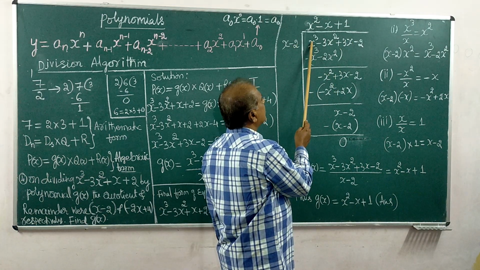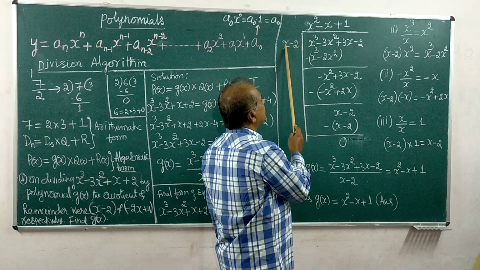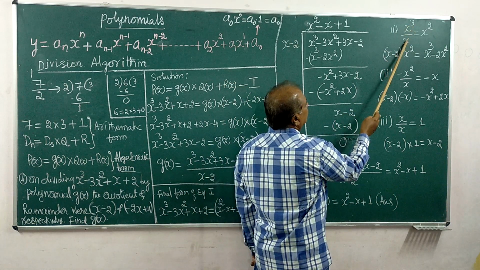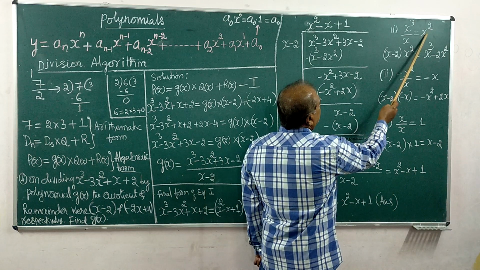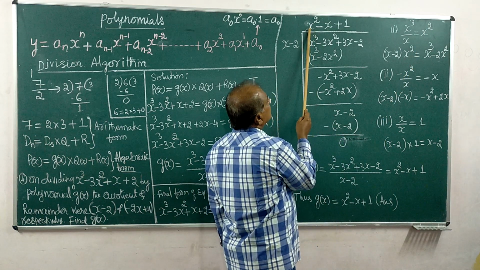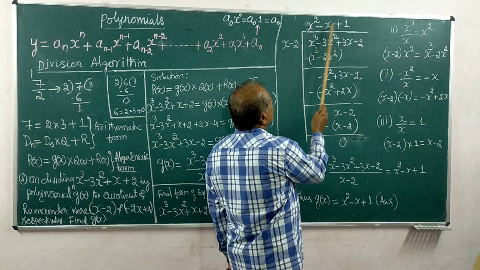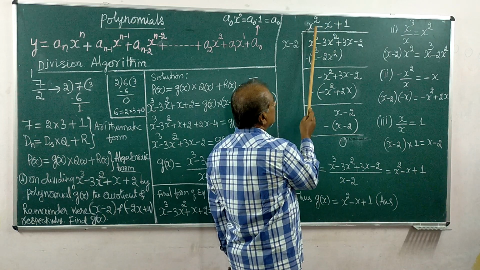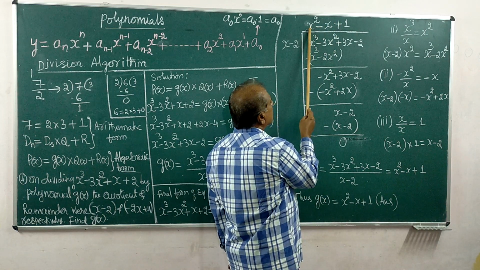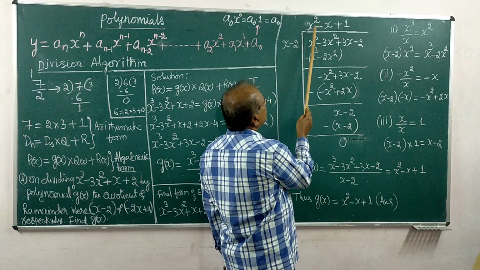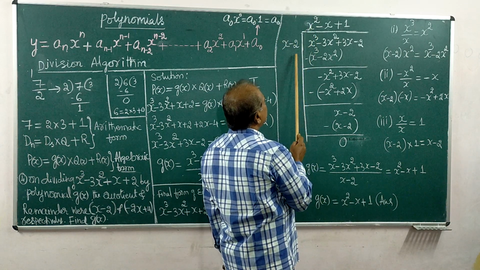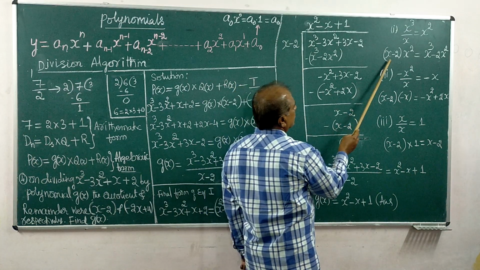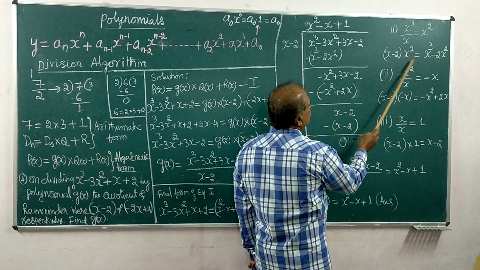Take the first term of this and the first term of this. Divide them. See what you get? x square. Write this x square as the first term of the resultant. Then follow the method. Multiply the first term with this polynomial, x minus 2 into x square. You get this.